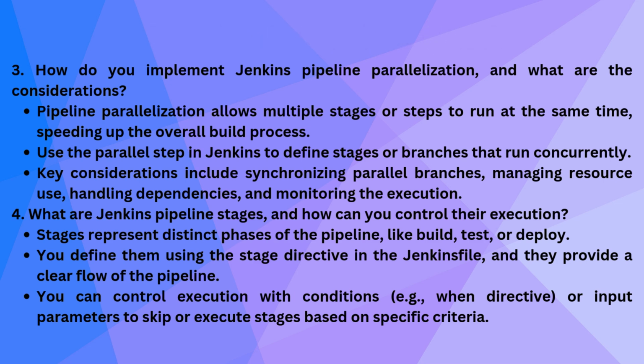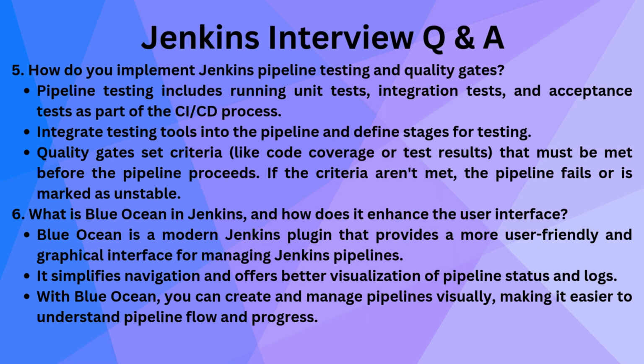5. How do you implement Jenkins pipeline testing and quality gates? Pipeline testing includes running unit tests, integration tests, and acceptance tests as part of the CI/CD process. Integrate testing tools into the pipeline and define stages for testing. Quality gates set criteria, like code coverage or test results, that must be met before the pipeline proceeds. If the criteria aren't met, the pipeline fails or is marked as unstable.